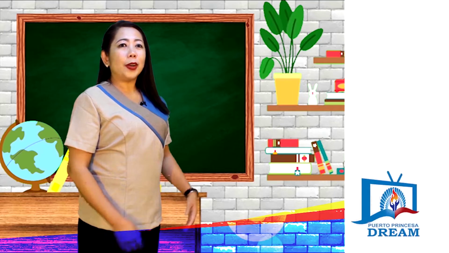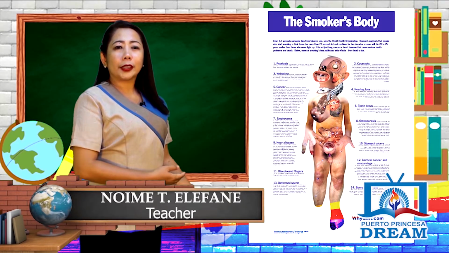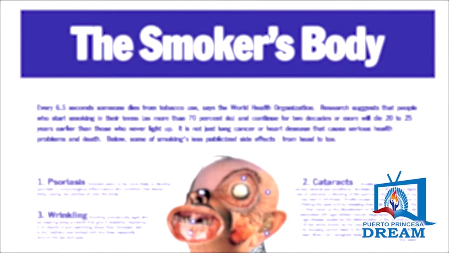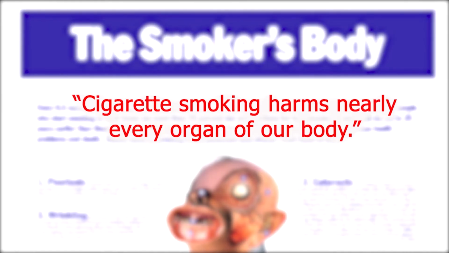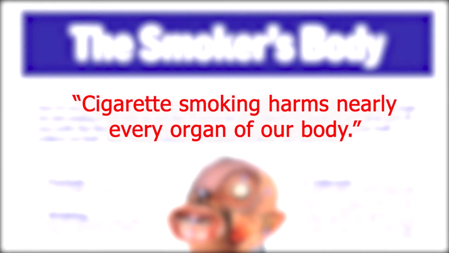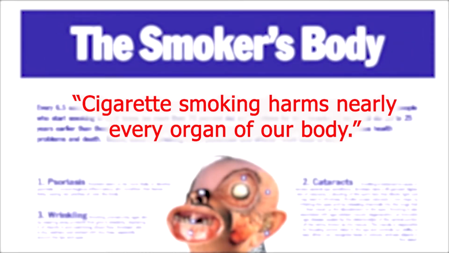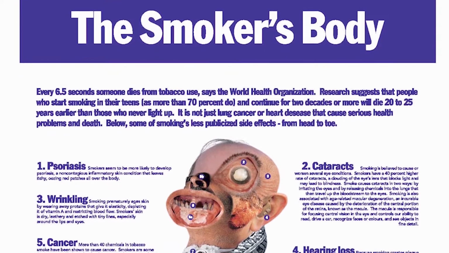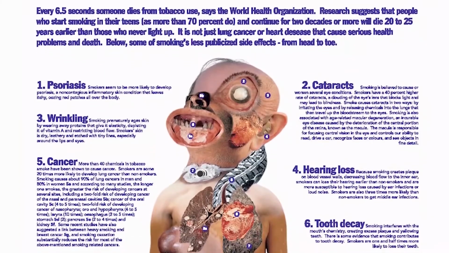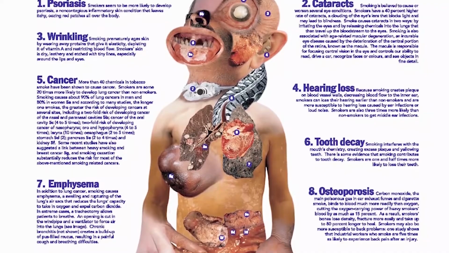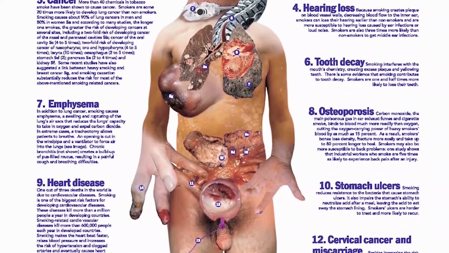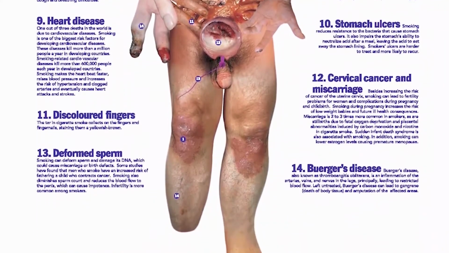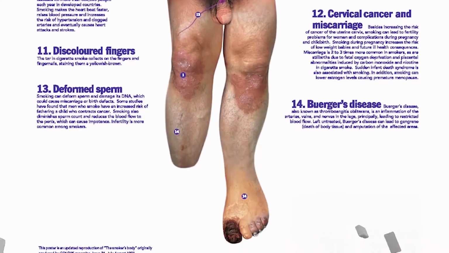In this regard, I want you to look at the picture of the smoker's body and learn more about the diseases that a smoker could acquire from cigarette consumption. Cigarette smoking harms nearly every organ of our body, causes many diseases, and reduces the health of smokers in general. Illnesses that could be acquired include psoriasis, cataracts, wrinkles, cancer, hearing loss, tooth decay, emphysema, osteoporosis, heart disease, stomach ulcer, discolored fingers, cervical cancer and miscarriage, deformed sperm, and other related diseases.